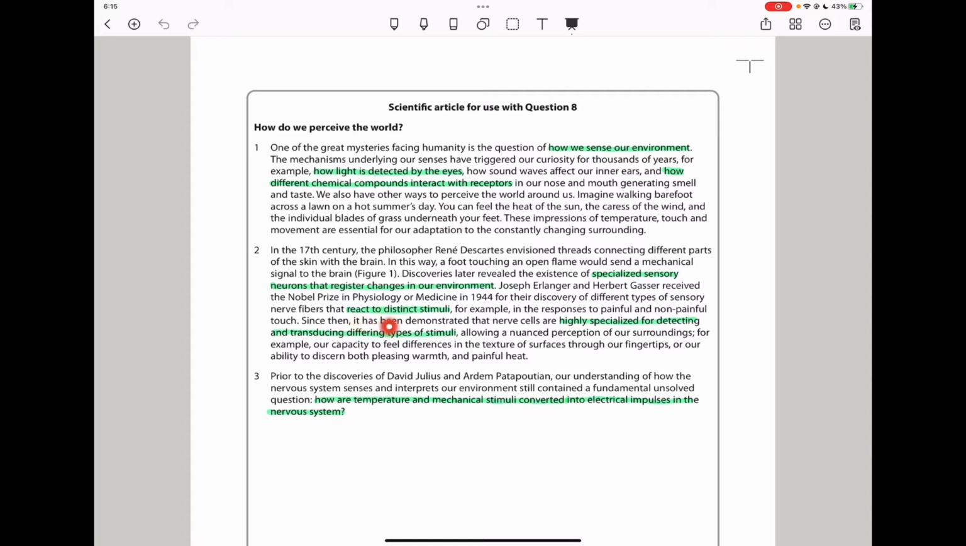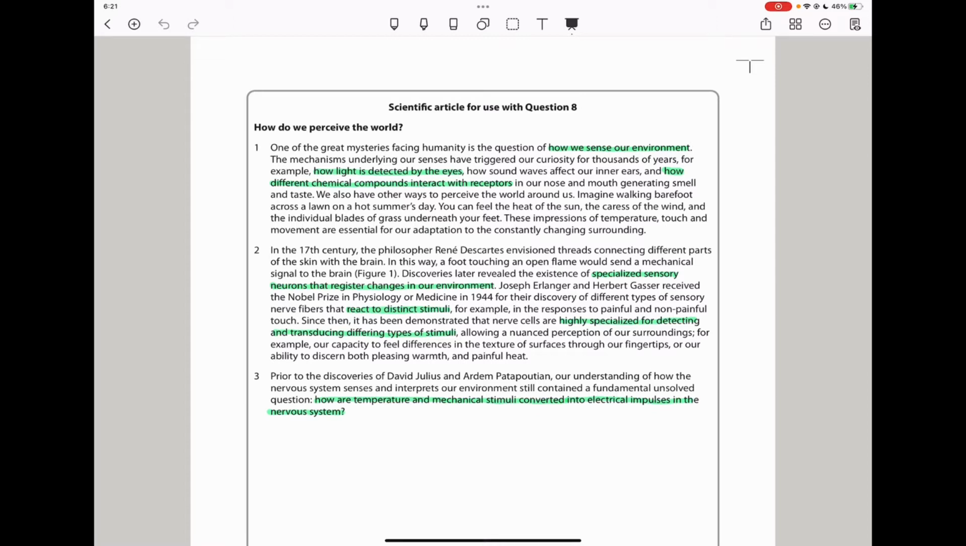Since then, it has been demonstrated that nerve cells are highly specialized for detecting and transducing different types of stimuli, allowing a perception of our surroundings. For example, our capacity to feel differences in the texture of surfaces through the fingertips or our ability to discern both pleasing warmth and painful heat.